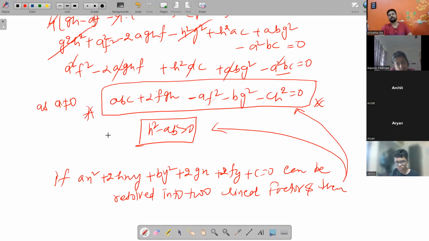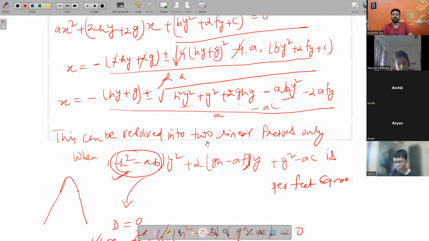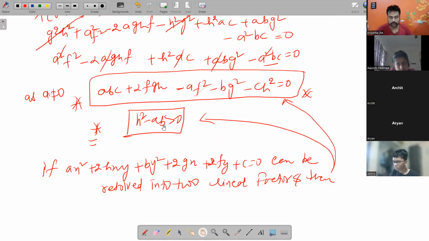You have to remember this. You do not have to put a lot of effort into understanding the derivation, but you have to remember this end result. This is very important.